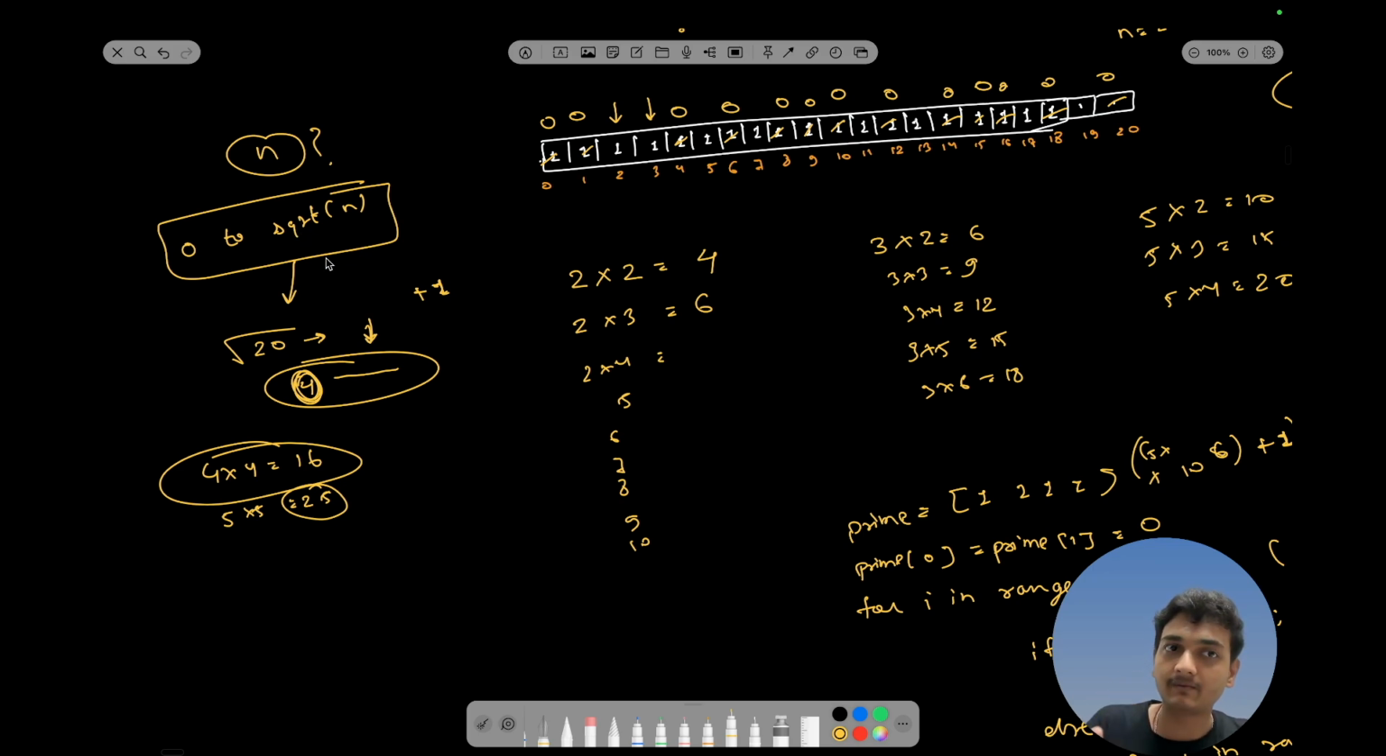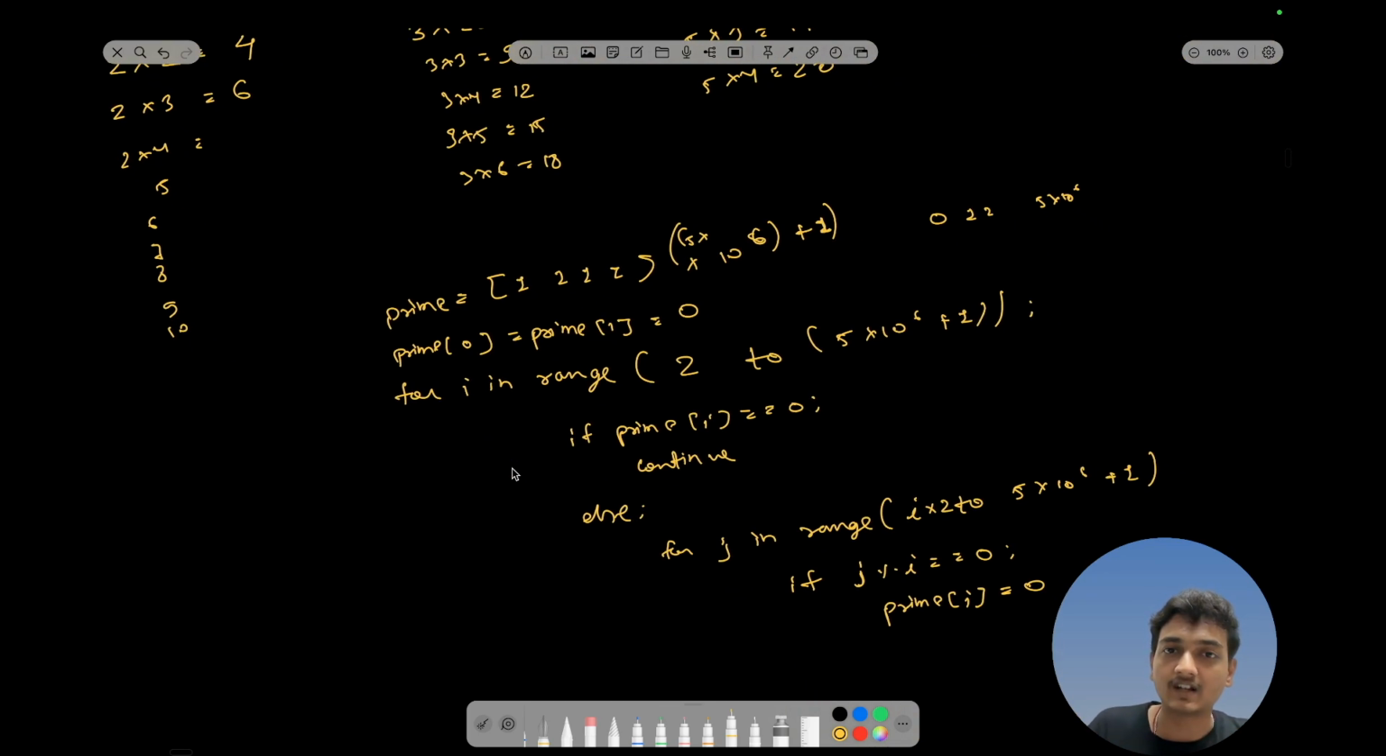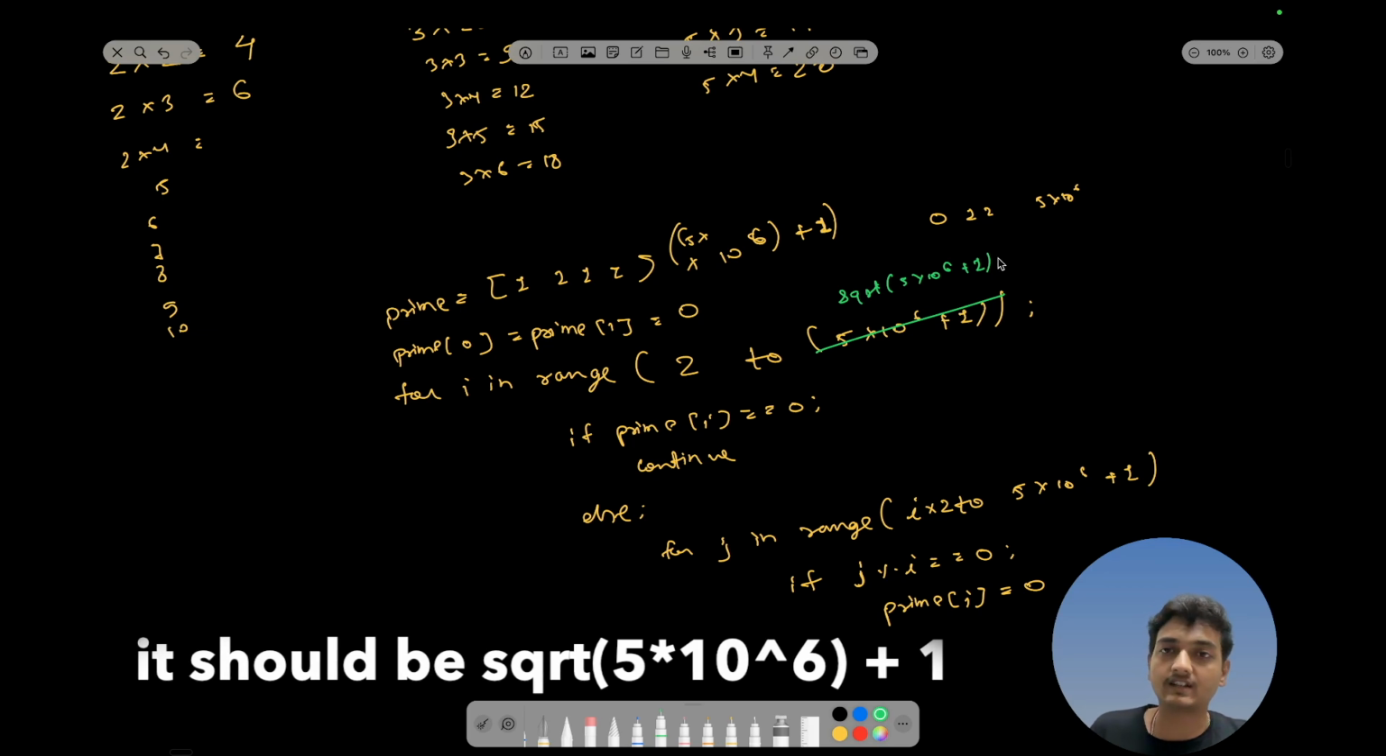That's the same thing I can write here as well. So instead of going till this long part, I can write something like square root of 5 into 10 to the power 6 plus 1. Yes, I can definitely write something like this.